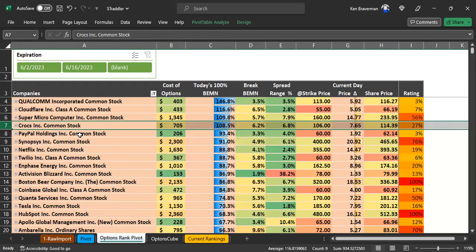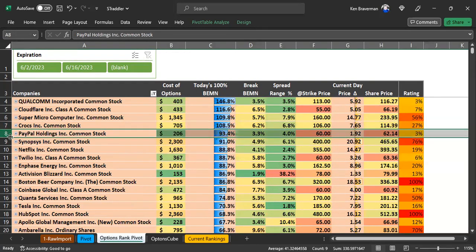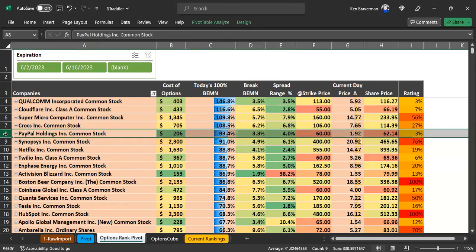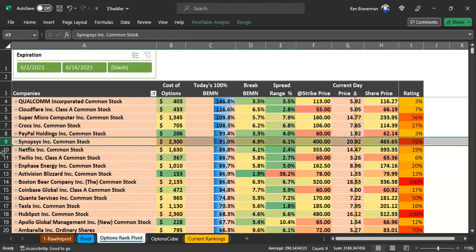So good for Crocs. PayPal is one that keeps showing up on the list in different directions and always looks like a good buy by the algorithm. They moved up today after they've been taking a beating. They actually go up today. Synopsis, Netflix.